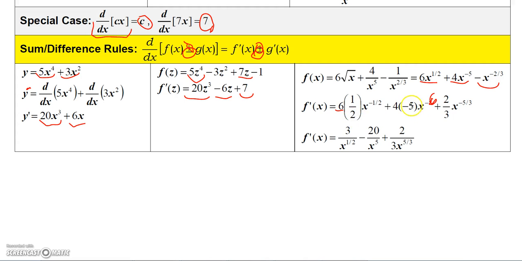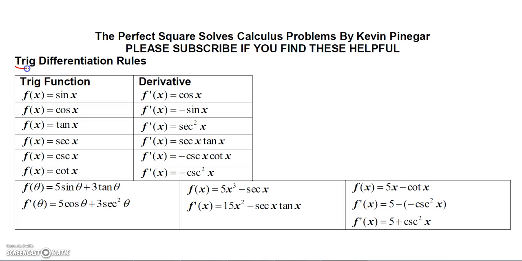And then the rest of this is just cleaning this up, and so I have 6 times 1/2, which is 3, and then I can move my x to the negative 1/2 in the denominator and get x to the positive 1/2, and then up here I get negative 20 x to the negative 6, so I'll need to correct this here as well. So that would be minus 20 over x to the positive 6, and then for the last term, I'd have plus 2 over 3x to the 5/3 by moving the x to the negative 5/3 to the denominator.